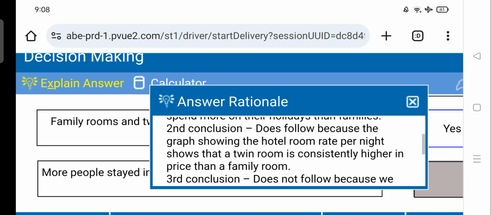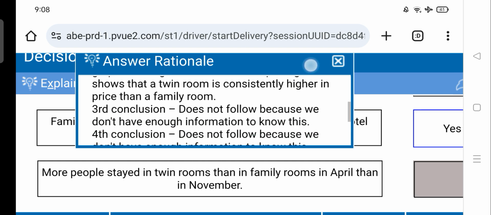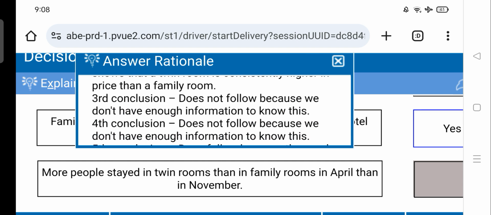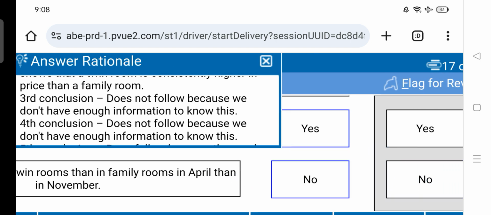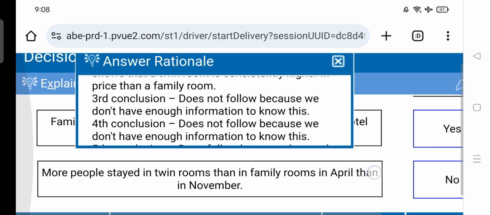The third conclusion says more people stayed in twin rooms than in family rooms in April than in November. It does not follow because we don't have enough information to know this. So that's why it is again a no, and we will drag a no and drop it here in front of this conclusion.